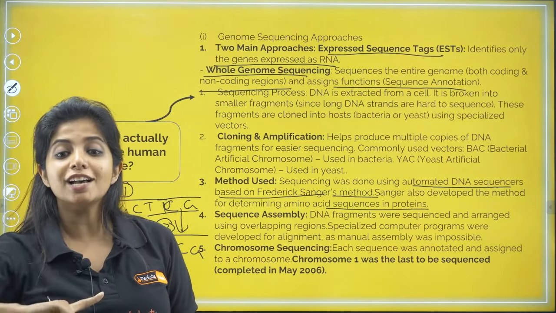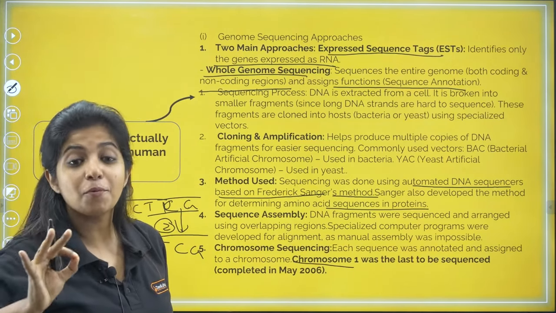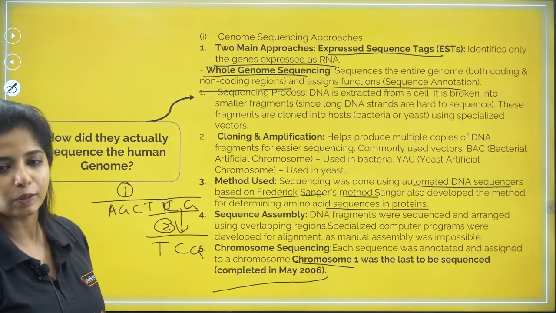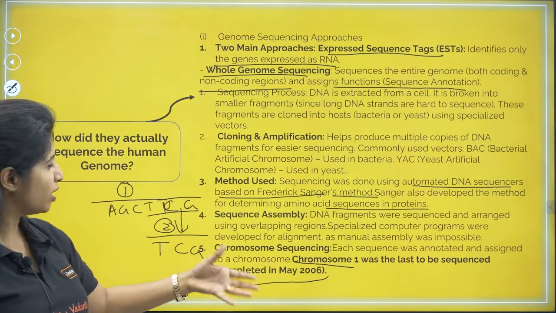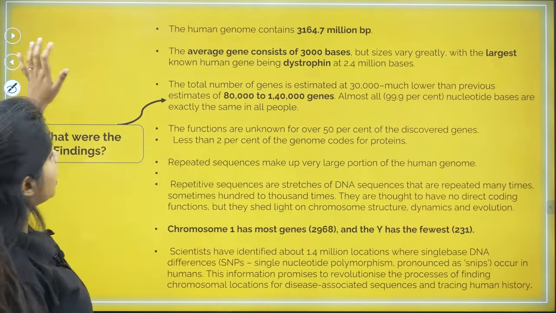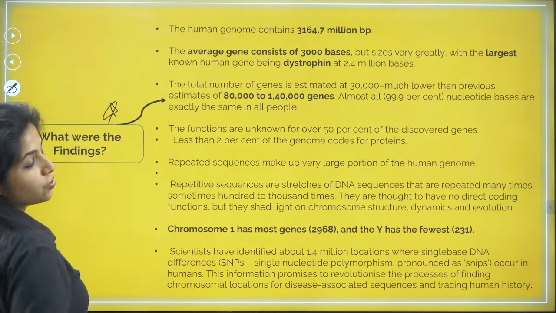Chromosome 1 was the last to be sequenced. Please remember, chromosome 1, which has the highest number of genes, was the last to be sequenced. In May 2006, it was sequenced. Okay, so here the only important thing that you need to know is Frederick Sanger was the one who came ahead with sequencing. Now, what were the findings of the Human Genome Project?